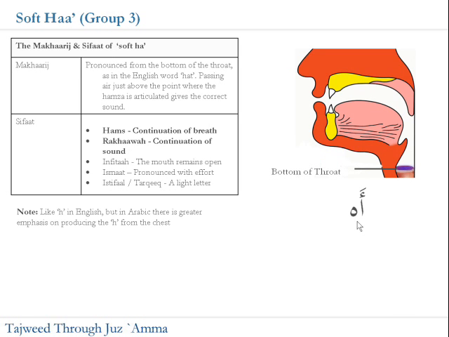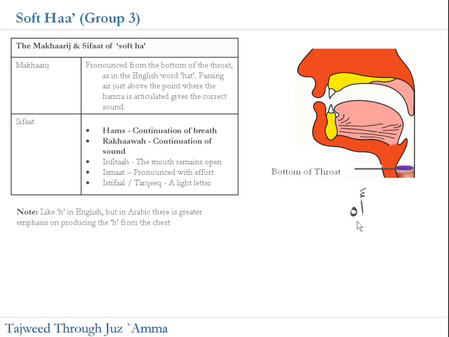Then we have the letter ha, which some people call the soft ha, and it's very much like the English ha. However, with the ha in Arabic, there's a little bit more emphasis of the sound coming from what they say is the chest. Although it originates from the throat, there's a sort of pulling of air from the chest. And if you say the English word hat, it's a bit like that ha, and you can feel your chest being used. And in terms of the characteristics, it's a continuation of the breath.